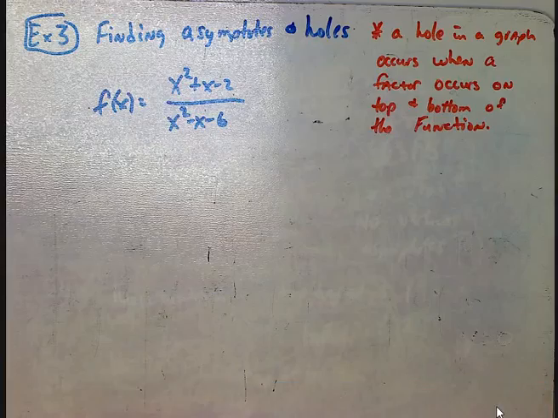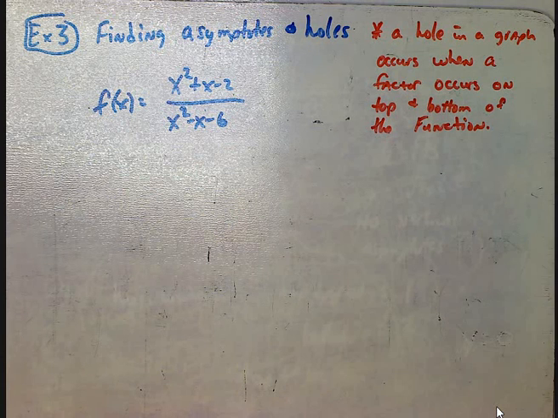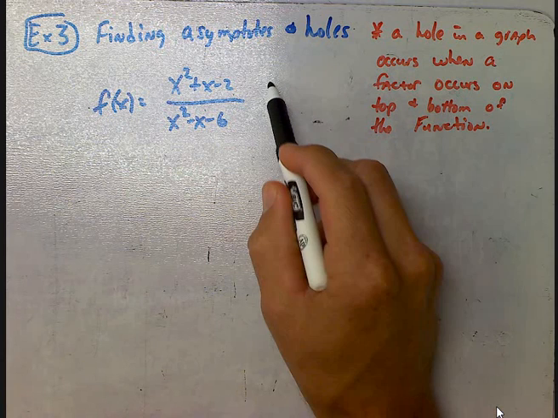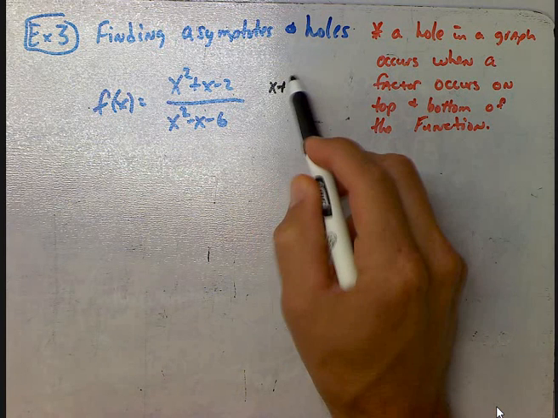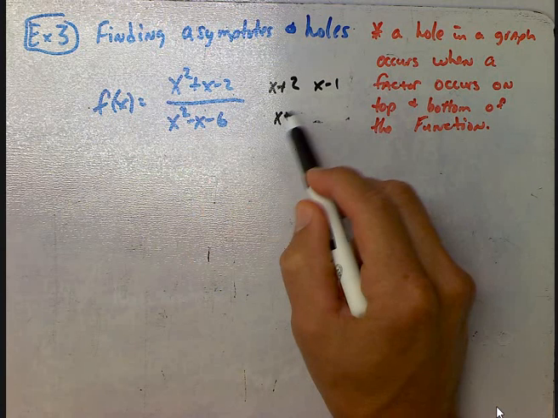Okay, here for example 3, we're finding asymptotes and holes. According to the red here, it says a hole in the graph occurs when a factor occurs on both top and bottom of the function. So what we do is we factor the top and the bottom. On top it's x plus 2, x minus 1. On bottom it's x plus 2 and x minus 3 is how it factors.